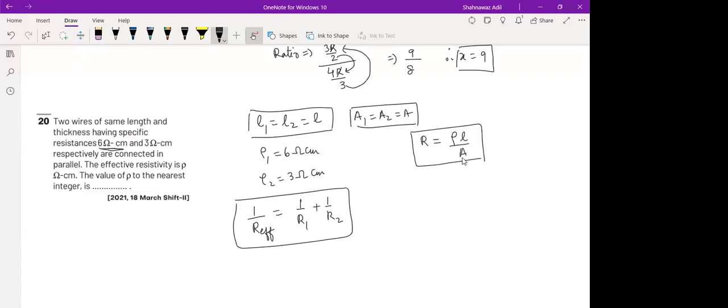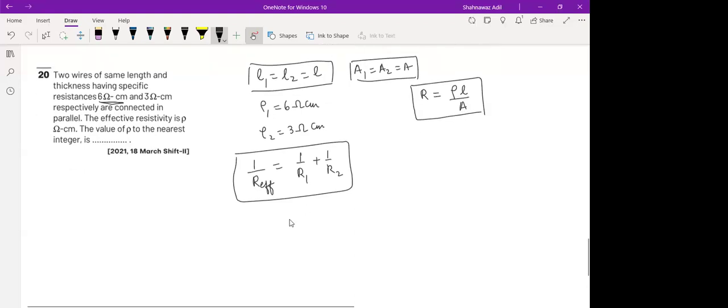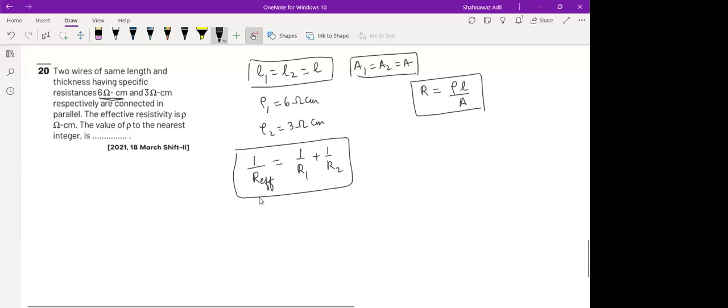So this is the thing. Now what would be this thing, right? If they are connected in parallel, so R effective would be how much? That would be rho, and this length is the same, so that would be L divided by area, which is also the same. So that would be A. And this is rho effective.